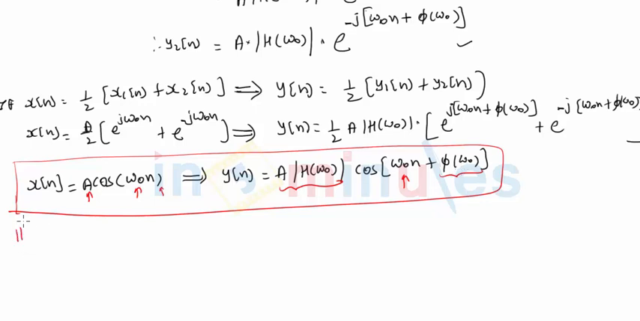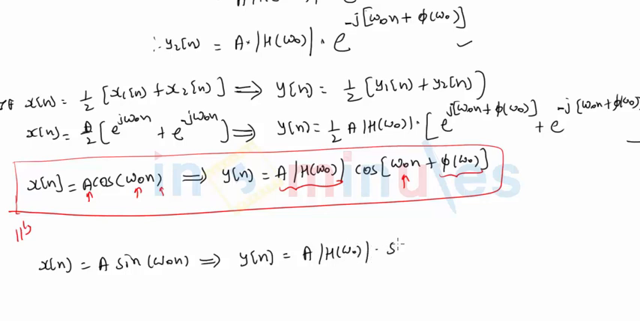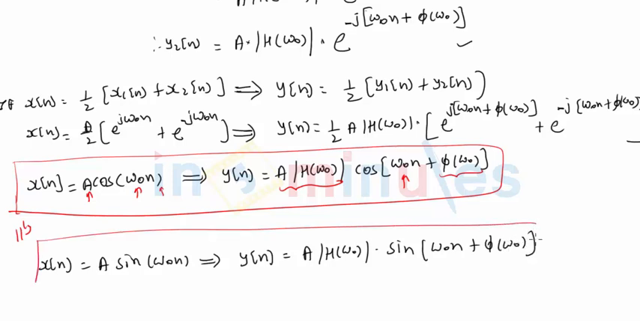Similarly, if I take x of n as A sin omega naught n, I can go through the similar derivation. My y of n will be nothing but A |H(omega naught)|. Instead of cos, there will be sine here, sin of (omega naught n plus phi of omega naught). So this is what I'm going to get. So this is the response to sinusoidal signal.